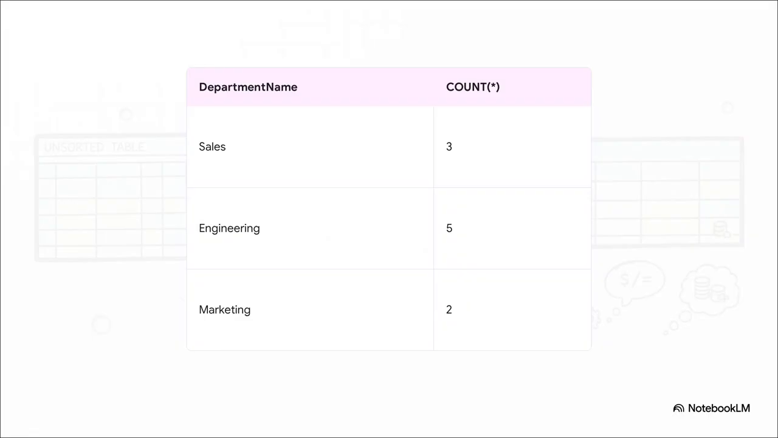Here is a perfect example. Let's say we want to find departments that have more than one employee. Your first thought might be to use WHERE COUNT(*) > 1, but that's not going to work. Remember the order of operations? The WHERE clause runs before the GROUP BY, so at that point, the count doesn't even exist yet. Instead, we have to group by department, calculate the count, and then use HAVING to filter those final group results.